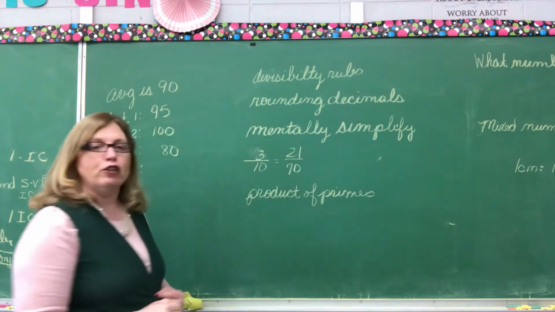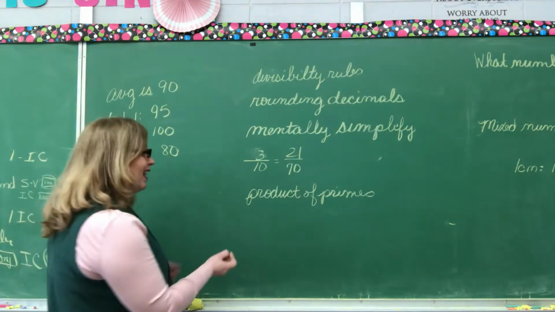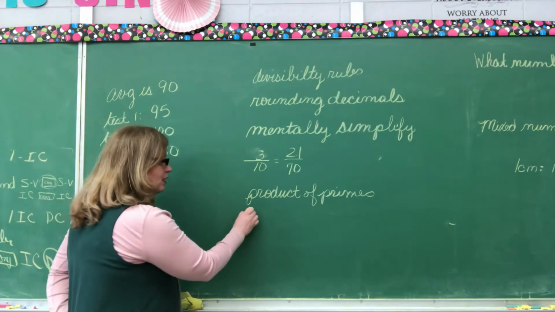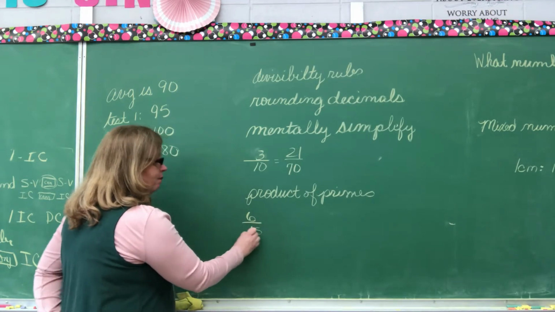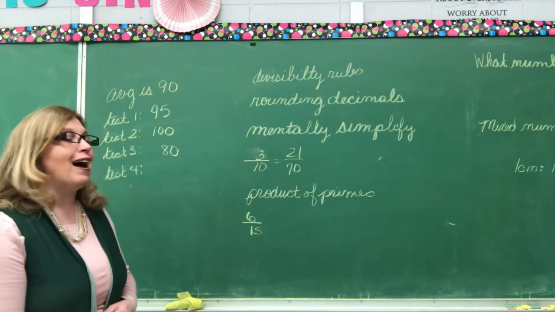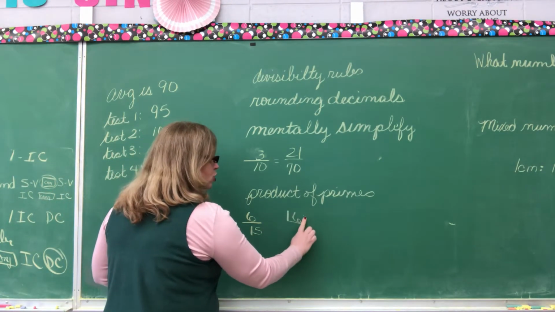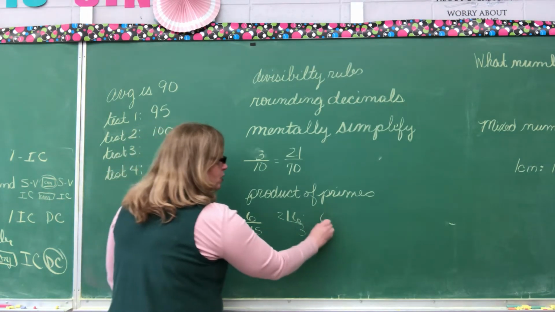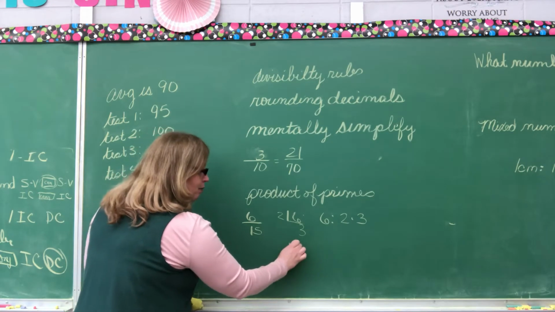Next, I'm going to ask you for the product of the primes. In other words, I'm going to ask you to take a fraction. Let's give a simple one. Let's say that we had 6 over 15. Okay? You're going to find the prime factorization of 6, which is, we're going to use the divisibility of primes. We're going to start with the 2 and we get 3. So 6 is 2 times 3.